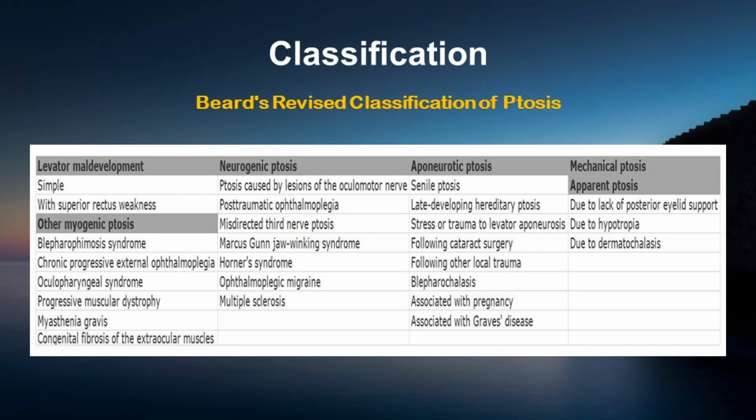Classification is important for proper treatment. Beard's review scheme attempts to classify ptosis by etiology. This table is Beard's classification of ptosis.